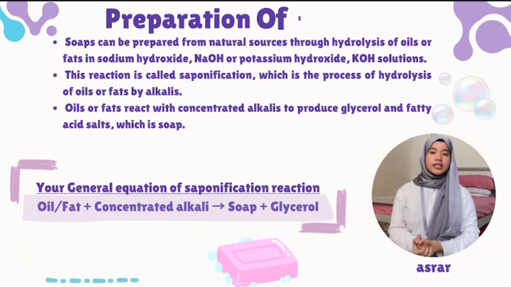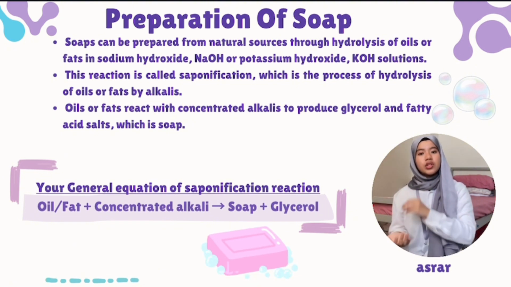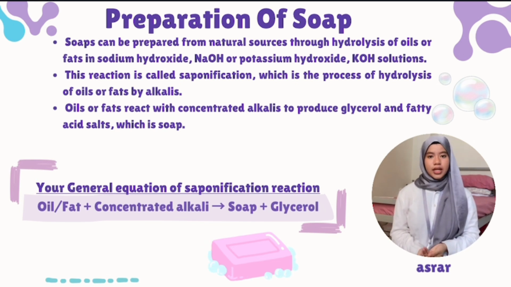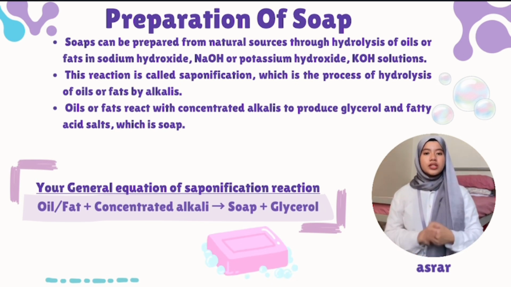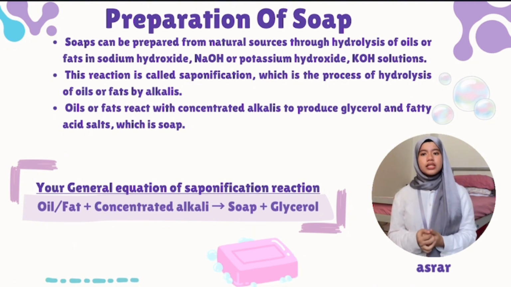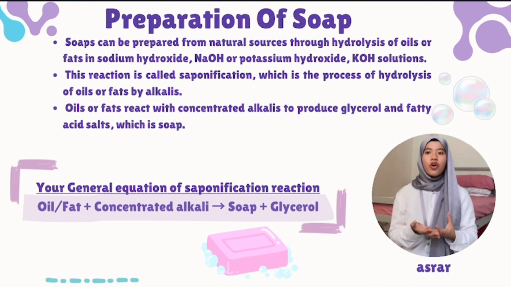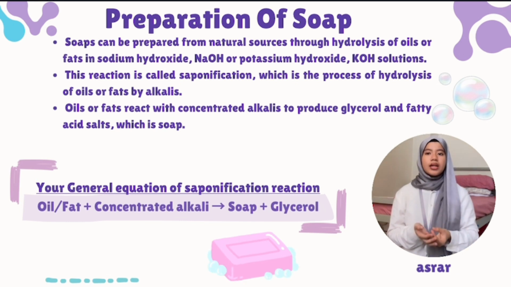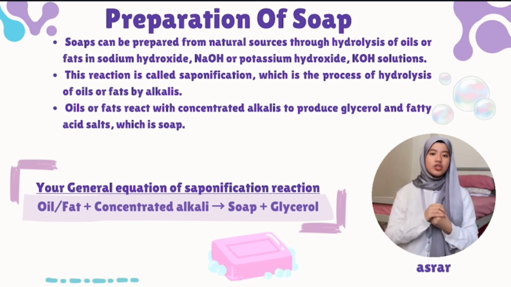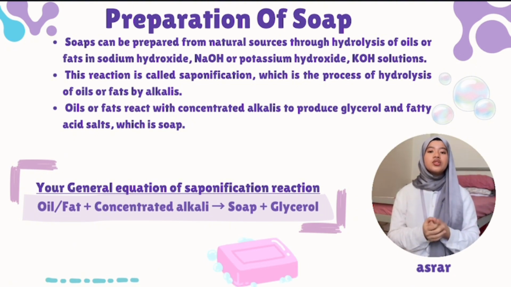Okay, next is preparation of soap. Soap can be prepared from natural sources through hydrolysis of oil or fat in sodium hydroxide, NaOH, or potassium hydroxide, KOH solution. This reaction is called saponification, which is the process of hydrolysis of oil or fat by alkalis. Oil or fat reacts with concentrated alkali to produce glycerol and fatty acid salts, which is soap.